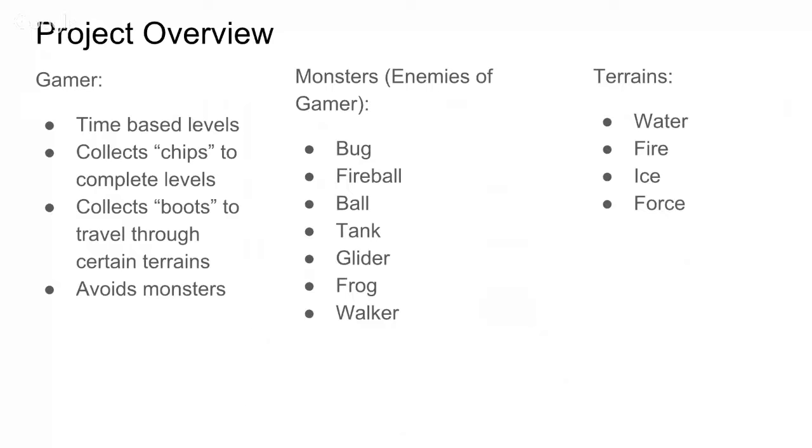The game itself will consist of a gamer, collectibles, monsters, and terrains. The gamer will race against the clock in each level, collecting items to move on to the next level. The monsters in the game are ultimately the gamer's enemies, and the gamer wants to avoid them at all costs, if they want to beat the level, of course. We will go more into depth into these game objects in the next part of the presentation.